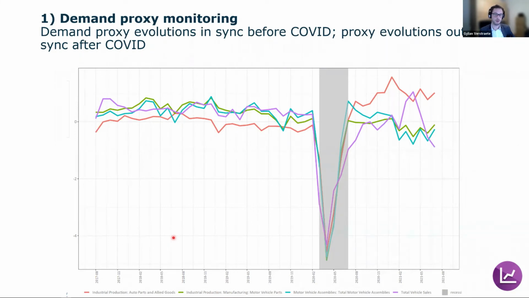If we monitor those proxies, you can see that at the start of 21, there's been a substantial increase in vehicle sales. But we see that the production and assembly of vehicles and the production of parts are simply not following that behavior. So you can really monitor that there is a lot of demand going on at the downstream side of the supply chain, whereas automotive producers simply don't produce enough vehicles to fulfill that demand.